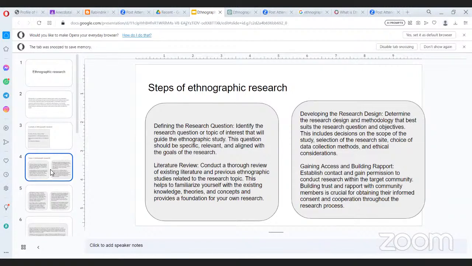This is also very important because if you cannot build the trust, you will be in trouble. Okay, so you have to build up the trust and proper rapport. So ethnographic research is very much challenging. It is not a very usual research type design.